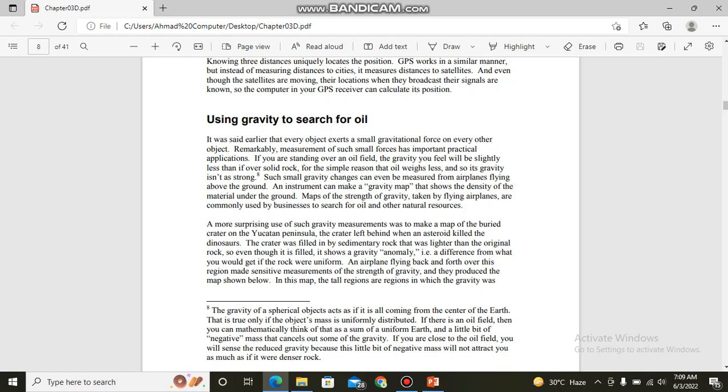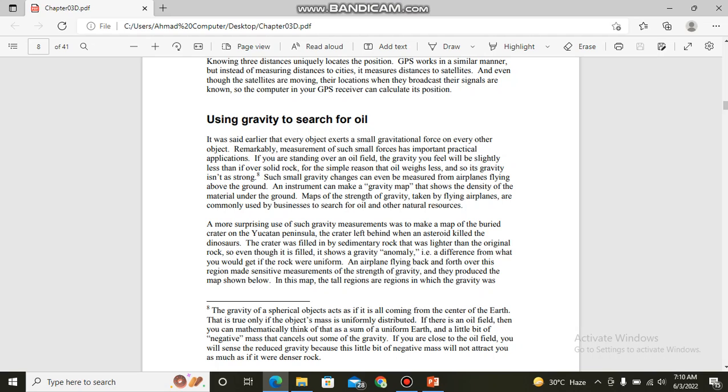Such small gravity changes can even be measured from airplanes flying above the ground. An instrument can make a gravity map that shows the density of the material under the ground. The maps of the strength of gravity taken by flying airplanes are commonly used by businesses to search for oil and other natural resources.